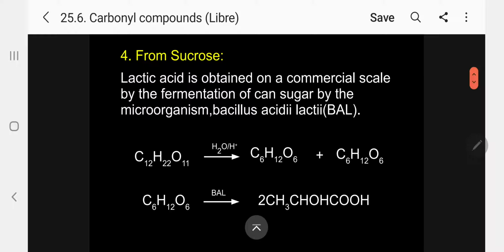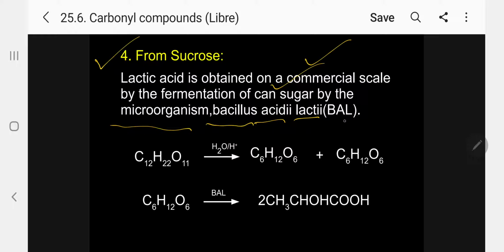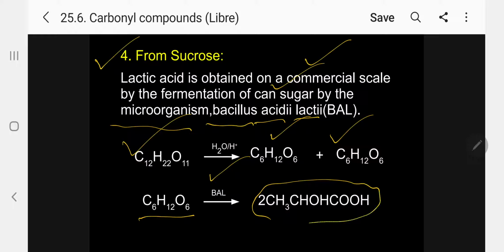And another important commercial method, from sucrose we can prepare. Lactic acid is obtained on a commercial scale by the fermentation of cane sugar by the microorganism Bacillus acidilactici, BAL in short form. So sucrose undergoes hydrolysis, first giving glucose and fructose. Then glucose, in presence of the microorganism Bacillus acidilactici, undergoes conversion to lactic acid. 2 moles of lactic acid is produced from this glucose.